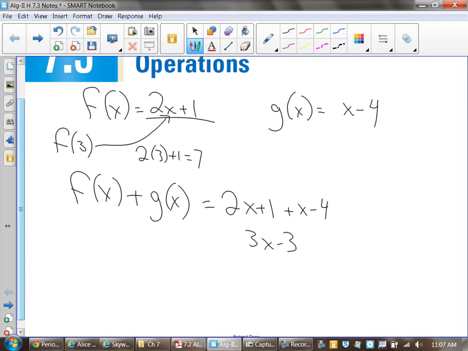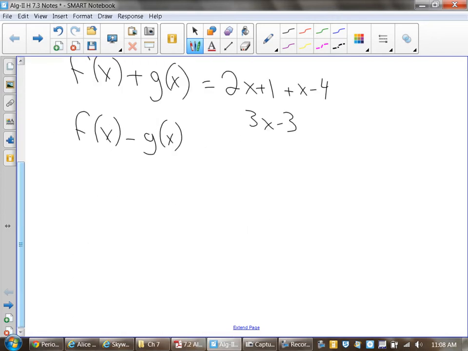This same exact rule would apply if I said, what is f of x minus g of x? I'd write down the f of x equation, which was 2x plus 1. Careful. Minus x minus 4. So you have to remember to distribute the negative as you do that. That's the only one of the concerns you'll have. And then you, again, combine like terms. We get x plus 5.